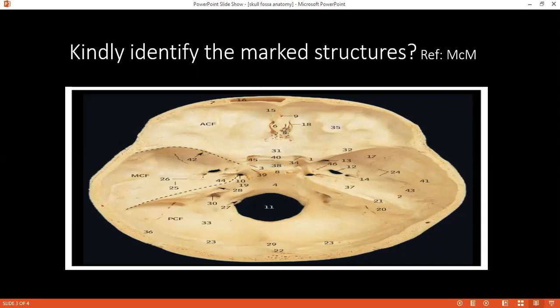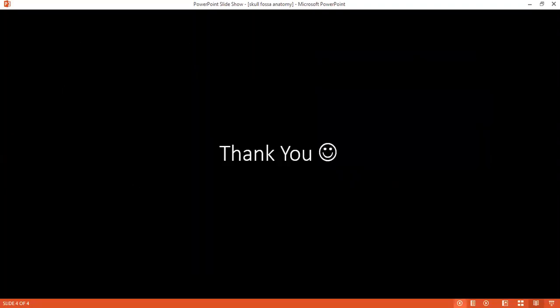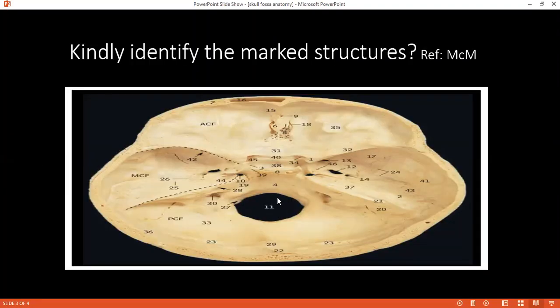Okay. Can you please tell me what passes through 11 here? 11. This is the foramen magnum. The structures passing through the foramen magnum are the inferior part of the medulla oblongata and the spinal root of the accessory nerve. And then we have the vertebral artery ascending, then the anterior and posterior spinal arteries. We have the tectorial membrane and the apical ligament of the dens.